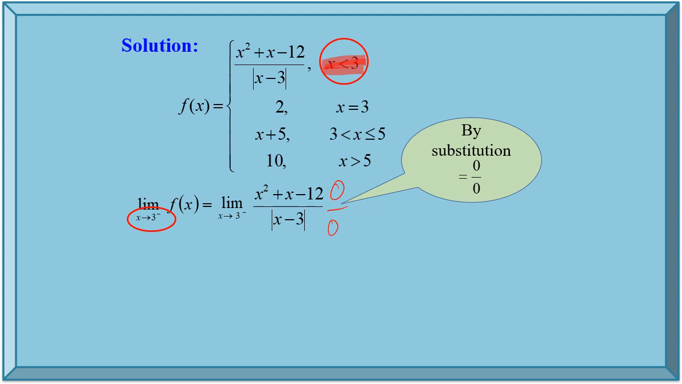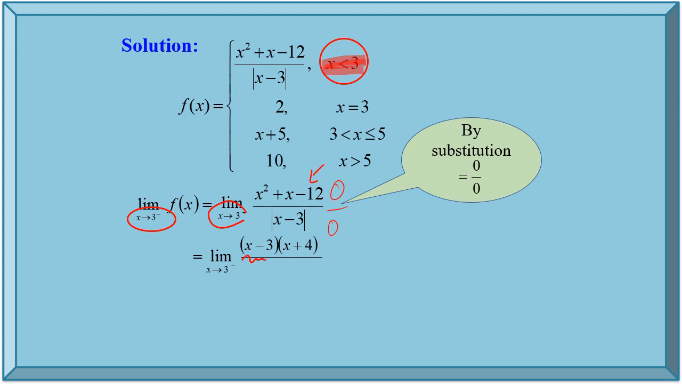But here we don't have any surds. Yes. So we cannot use the conjugate. So factorize this: we have x squared plus x minus 12. Since x equal to 3 is a root, x minus 3 will be a factor of x squared plus x minus 12. Directly, you can factorize by using your calculator.